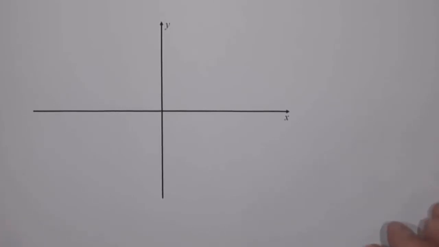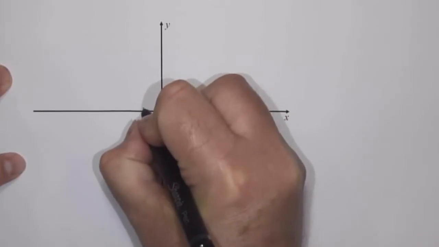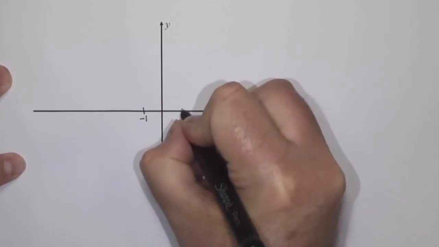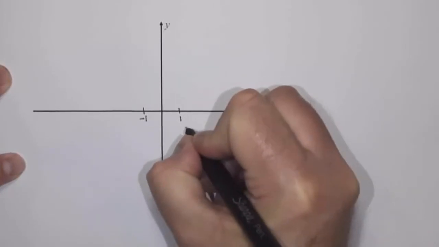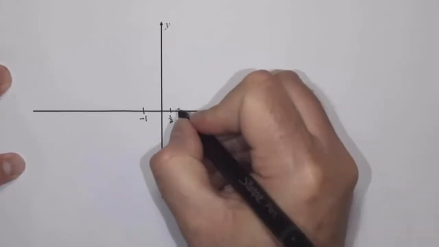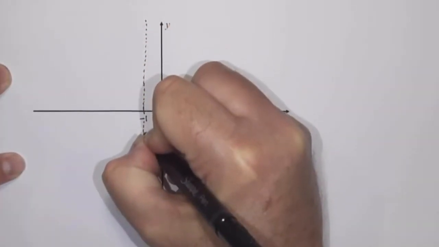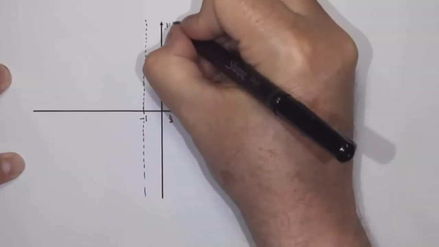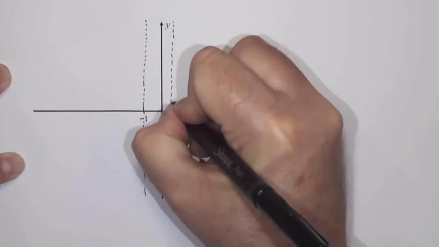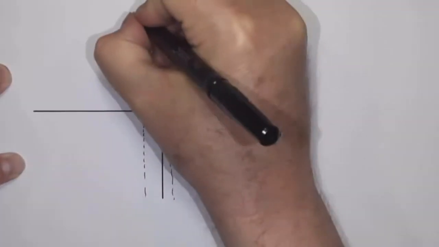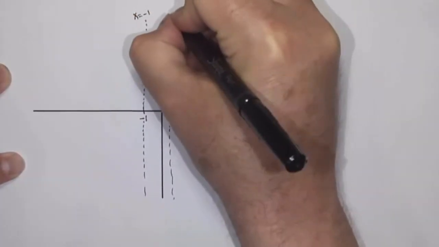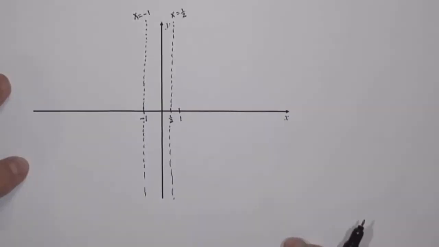So here I have a rectangular coordinate system, and I'm just going to draw my asymptotes and my intercepts. I know that I have a vertical asymptote at negative 1. So if there's negative 1, then positive 1 would be here, which means 1/2 would be here. And so I have a vertical asymptote at negative 1, and another vertical asymptote at 1/2. So x equals negative 1 and x equals 1/2. Those are asymptotes.